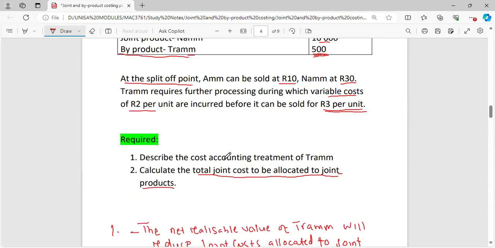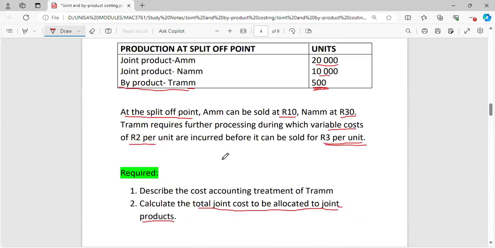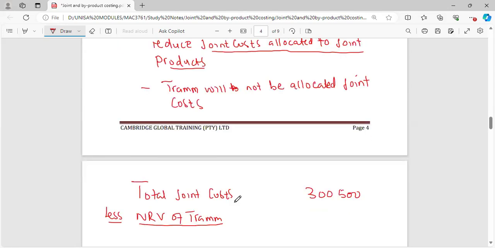How do we determine the net realizable value? Remember, the net realizable value is after deducting further processing cost. So which means we have 3 rand per unit times 500. That's the sales value. Then for the net realizable value, we are going to deduct 500 times the further processing cost.